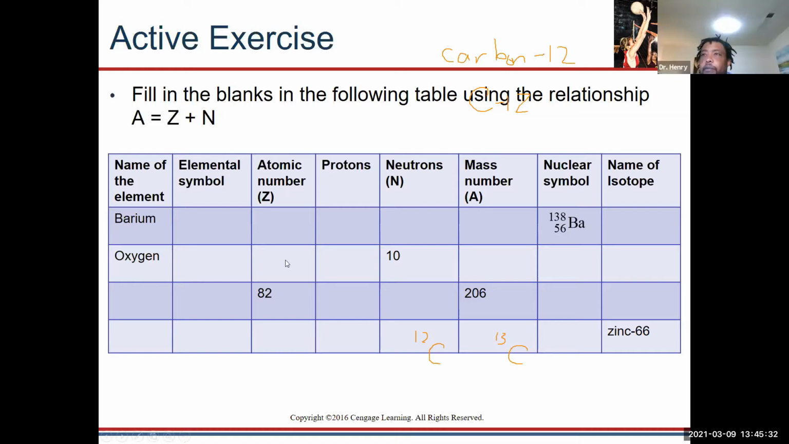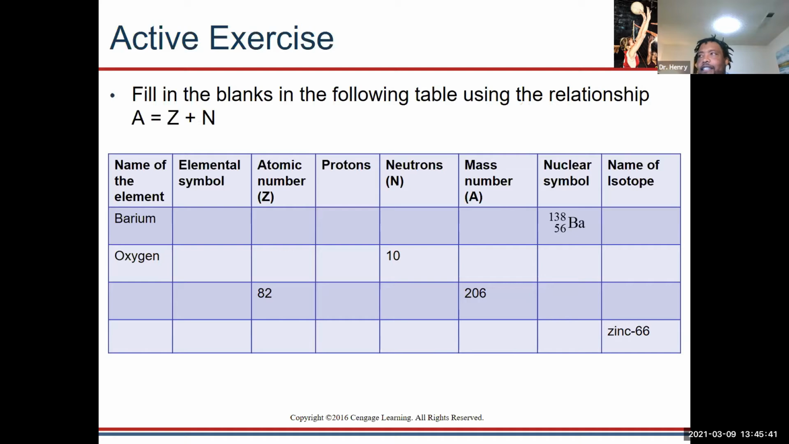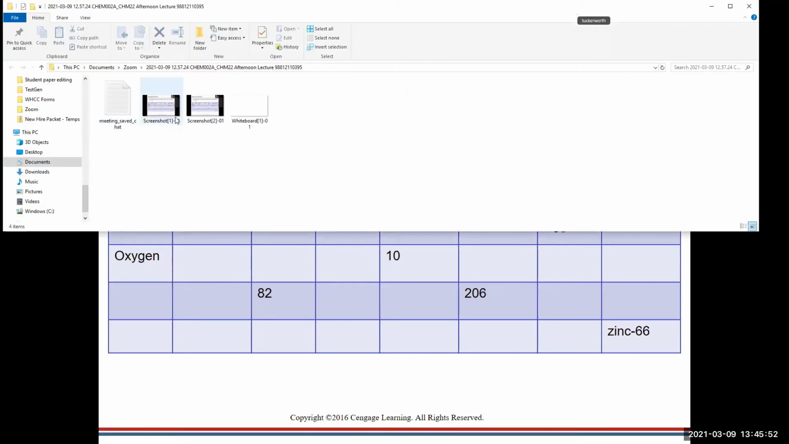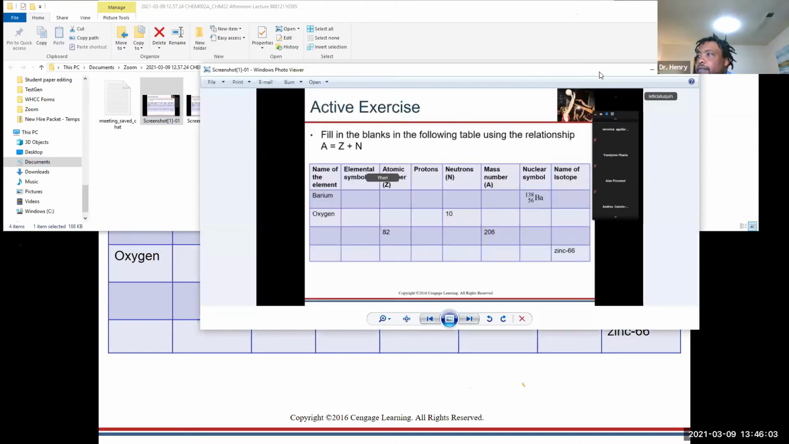Okay, so take a picture of the table. Do you guys remember how to take a picture? I forgot. If you go to annotate and you hit save, it'll show up in your little screenshot here.